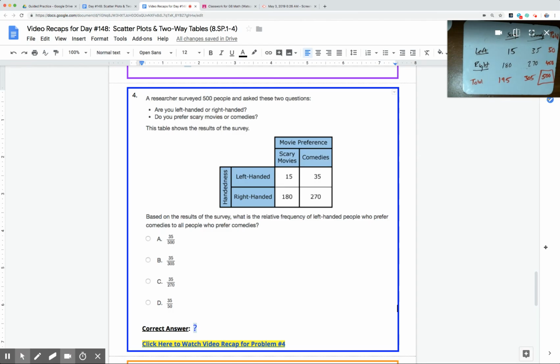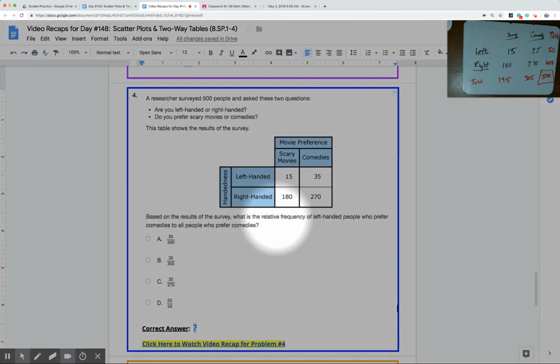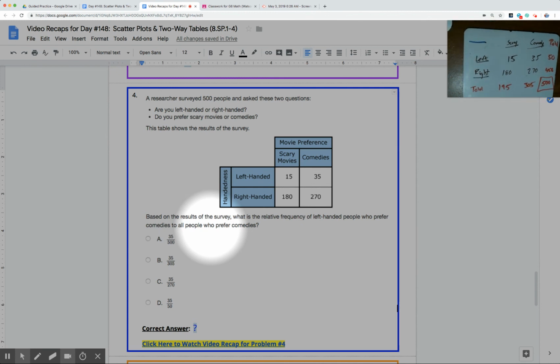Now that we've made more sense, as we look through this question, it says, based on the results of the survey, what is the relative frequency of left-handed people who prefer comedies to all people who prefer comedies? So I'm going to set up a ratio here. And the top of this ratio, they say the frequency of, I'm comparing left-handed people who prefer comedies. So I'm going to say left-handed people who prefer comedies. And they're going to be comparing to all of the people who prefer comedies. So that's the total number who like comedies.